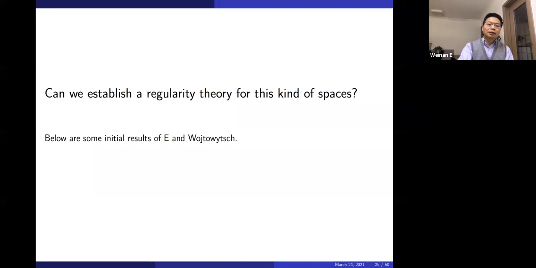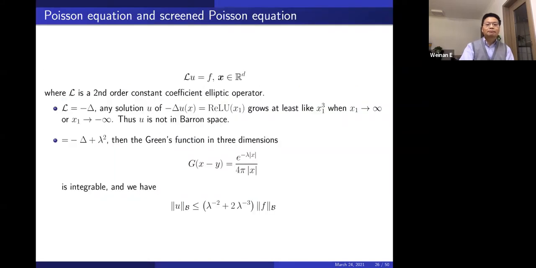If you remember, Barron's spectral space we defined with the help of the Fourier transform. So now I'm talking about Barron space and multi-layer spaces. So first consider this Poisson-like elliptic equation with constant coefficient. If we consider the Poisson equation in this form, then the solution grows like x to the cube. And you can show these kinds of functions cannot be Barron. So on an infinite space, the whole space, we cannot do this kind of regularity theory with the Laplace operator.